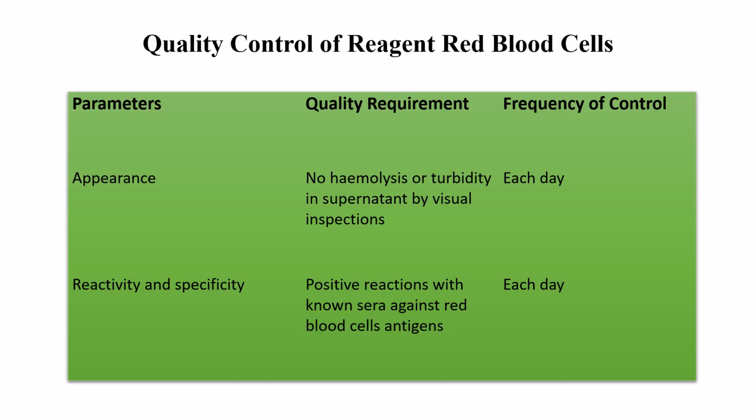Quality control of reagent red blood cells. So what are the parameters we will look at? First we will see the appearance. There should be no hemolysis or turbidity in the supernatant by visual inspection, and this is to be done every day. Then reactivity and specificity. Positive reaction with each known antisera against the red blood cell antigens. That also is to be done every day.